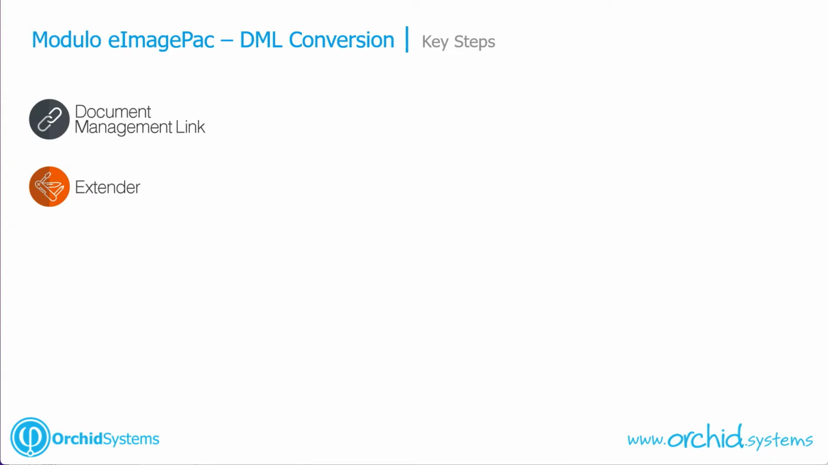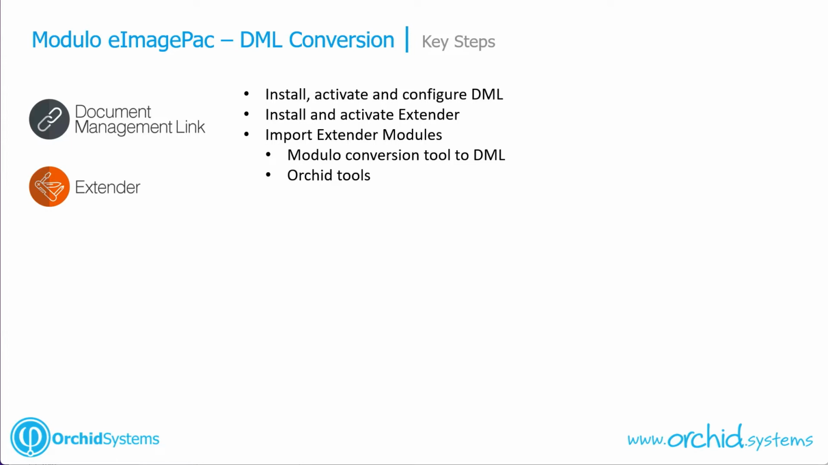Thanks, Natalie. The key steps for the Modulo eImagePac DML conversion are first, to install, activate and configure Document Management Link, so you know where you want to point the converted files to. Then you need to install and activate Extender and import the Extender modules. The first one is the Modulo conversion tool to DML, and then it uses some of the tools in the Orchid Tools module to enable the logging and the file handling for the error logs.